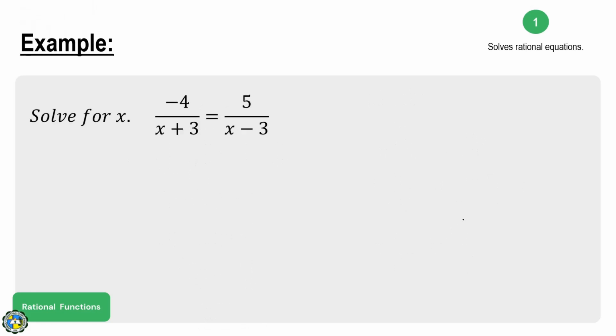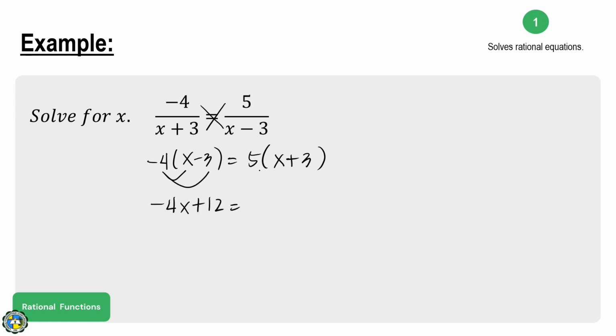So for the value of x, let's have negative 4 all over x plus 3 equals 5 all over x minus 3. So again, let's use cross multiplication. We have negative 4 multiplied by x minus 3 equals 5 multiplied by x plus 3. So let's use distribution. Negative 4x plus 12 equals 5x plus 15. So again, let's combine all the like terms.